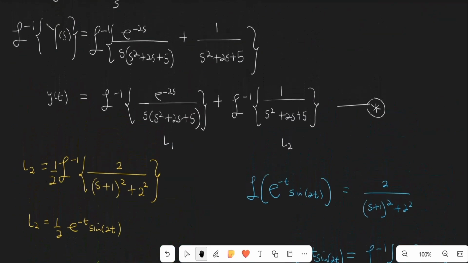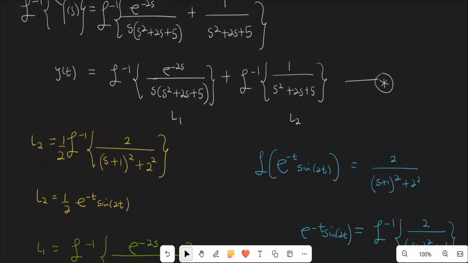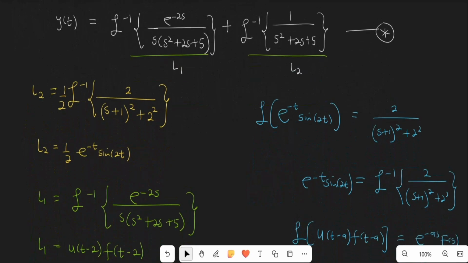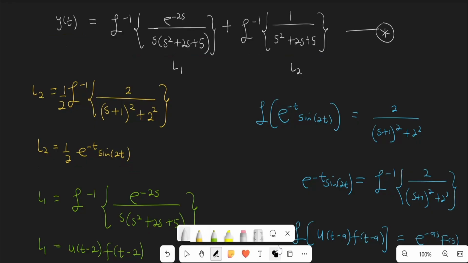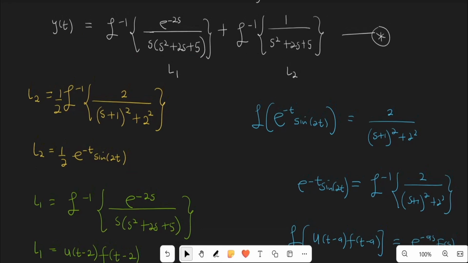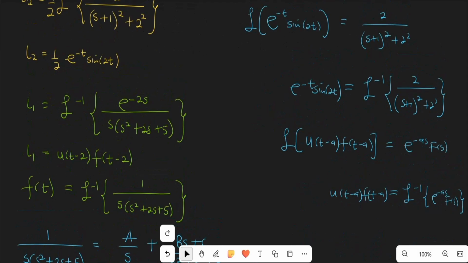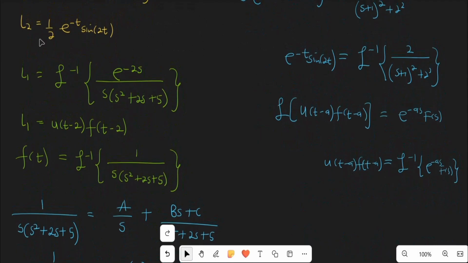Cool. So this one is done now. So L1 is done, and now we have to add L2. And now the L2 was 1/2 e to the negative t times sine of 2t. So we just add this one to L1, and that will be the solution to our differential equation y of t. So now let me switch to white. So y of t is going to be the Laplace inverse of this guy, which is what we found down there, plus L2, and L2 is this. Alright, so let's do that. L2 is 1/2 e to the negative t times sine of 2t.